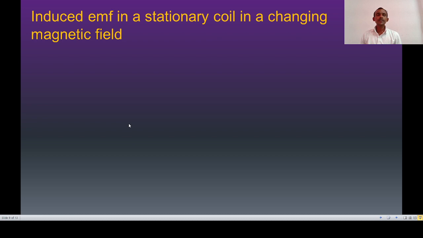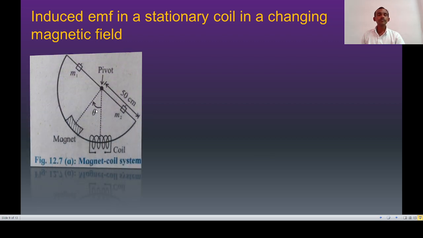Now the next point of our today's lecture is induced EMF in a stationary coil in a changing magnetic field. That means there is a coil which is at rest, and there is a changing magnetic field. That means we can demonstrate here that EMF will be induced due to change in magnetic field.